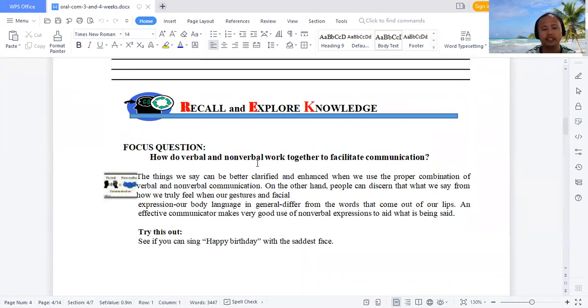Now here's a question: how do verbal and nonverbal communication work together to facilitate communication? The things we say can be better clarified and enhanced when we use the proper combination of verbal and nonverbal communication. On the other hand, class, people can discern or understand from how we truly feel when our gestures, facial expression or body language in general differ from the words that come out from our lips. An effective communicator makes very good use of nonverbal expression to aid what is being said.